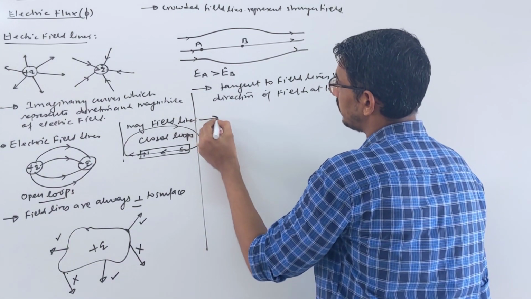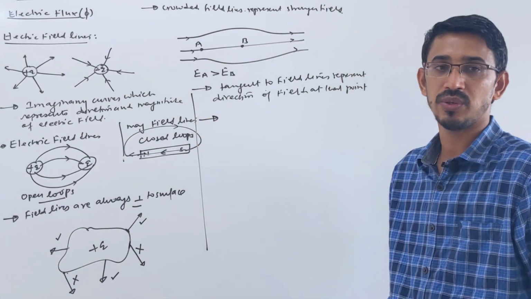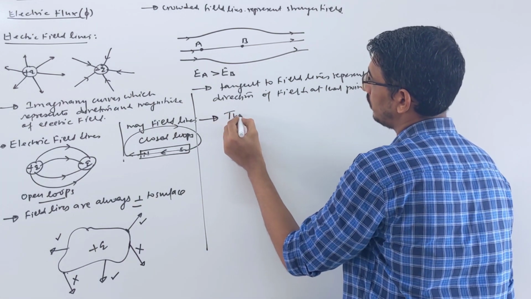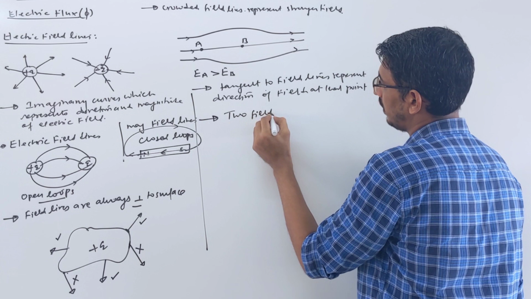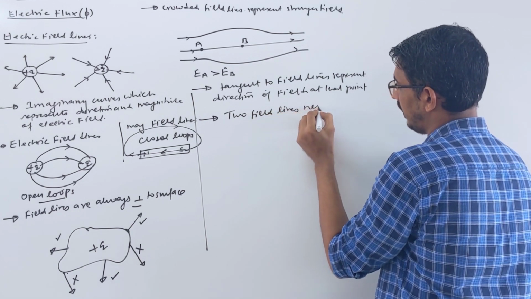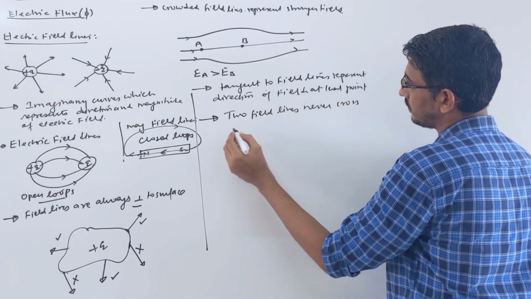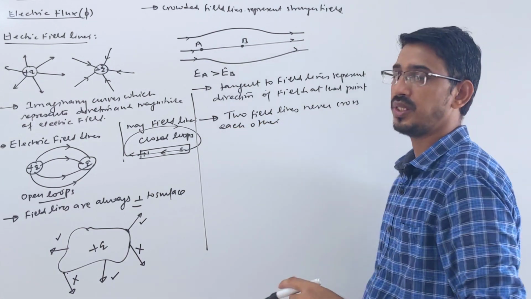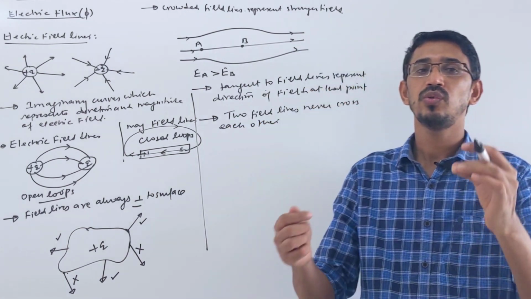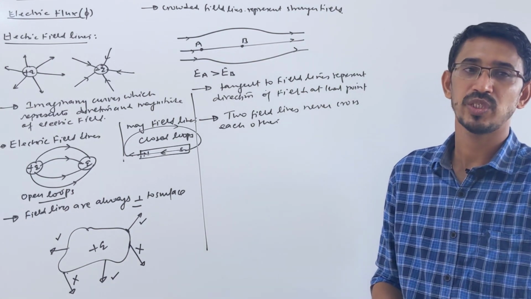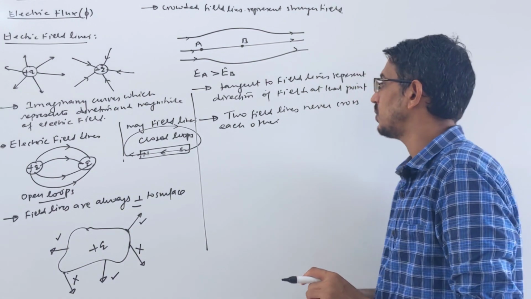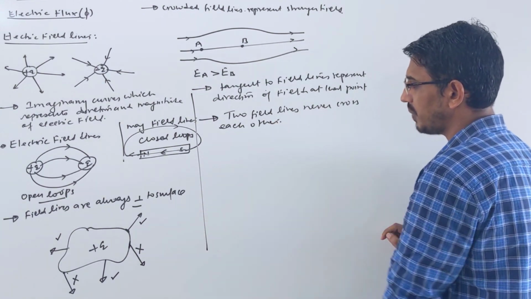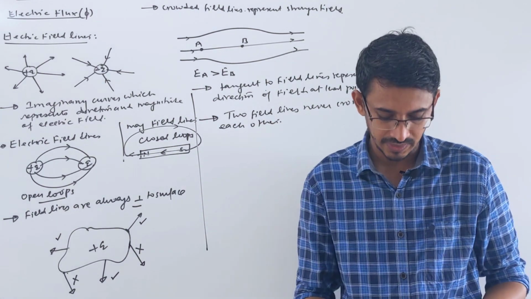Another important property: two field lines never cross each other. Why? If two field lines were crossing each other, then there would be two directions of the field at that point, which is not possible. We have only one direction, right? So two field lines cannot cross each other. Okay, so these were some basic properties of field lines that we have discussed.